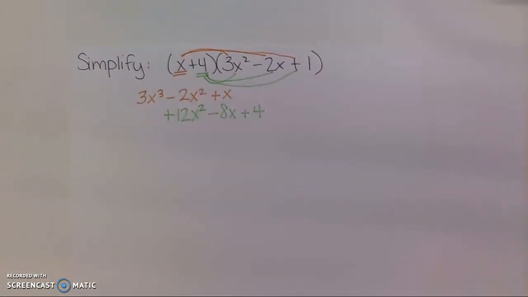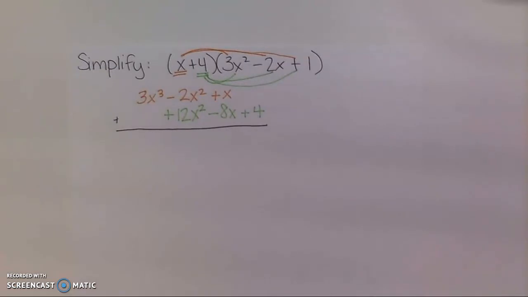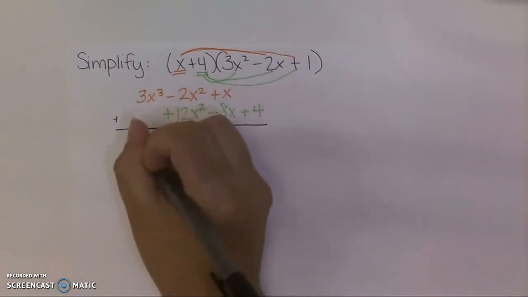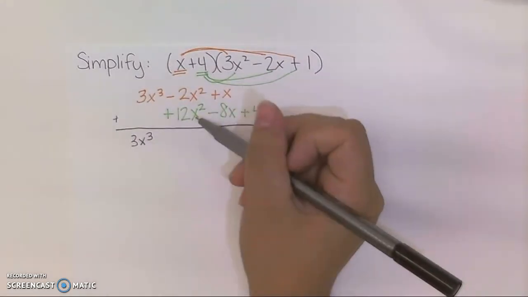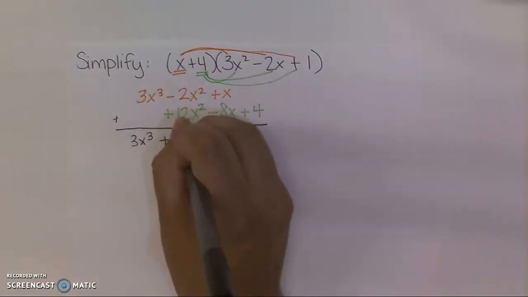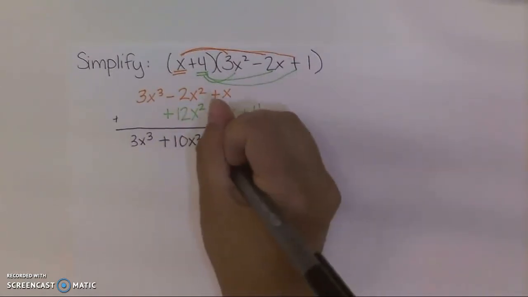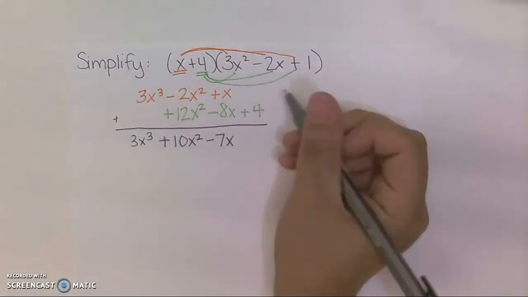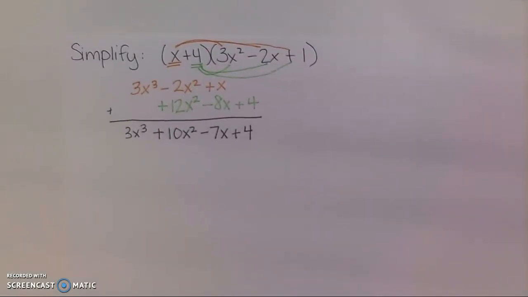So now when I have to simplify this, it makes life so much easier because I have my like terms already identified. I just add them together. So 3x cubed has no like terms. Negative 2x squared plus 12x squared is 10x squared. X minus 8x is negative 7x. And then I've got no like terms for the 4. And there you go. You have your polynomial when you're multiplying a binomial by a trinomial.